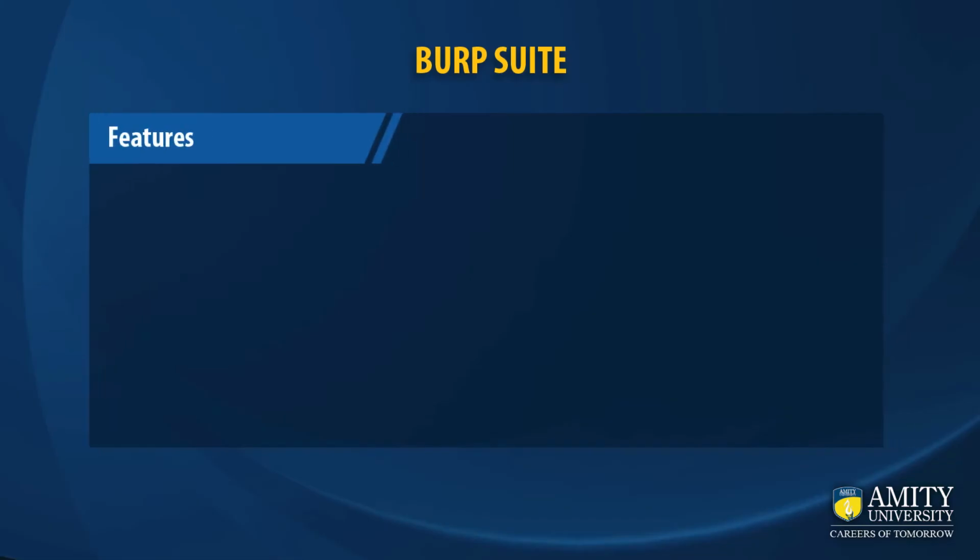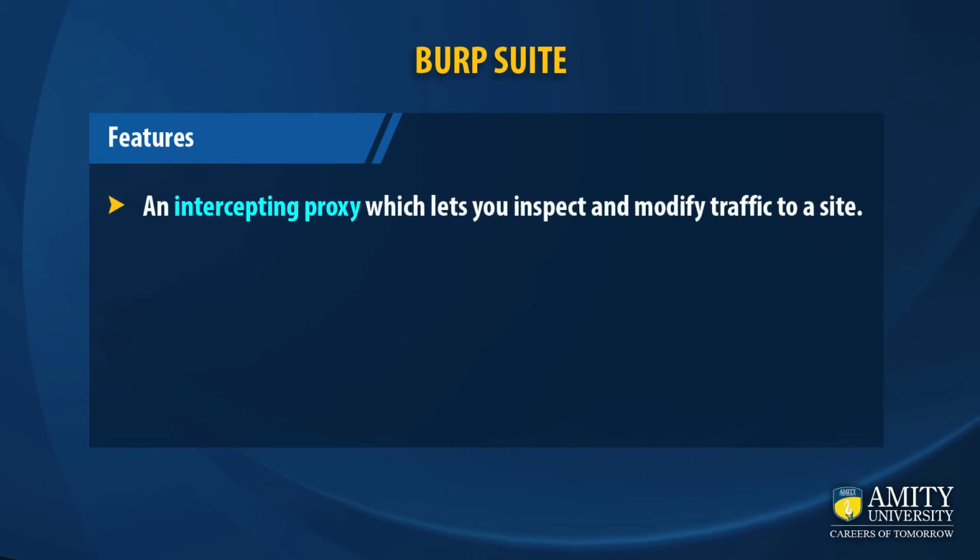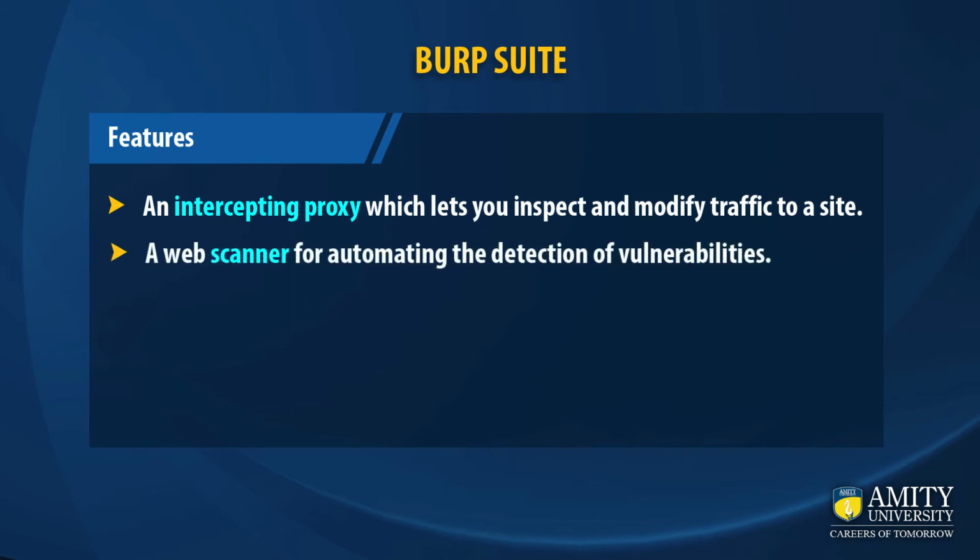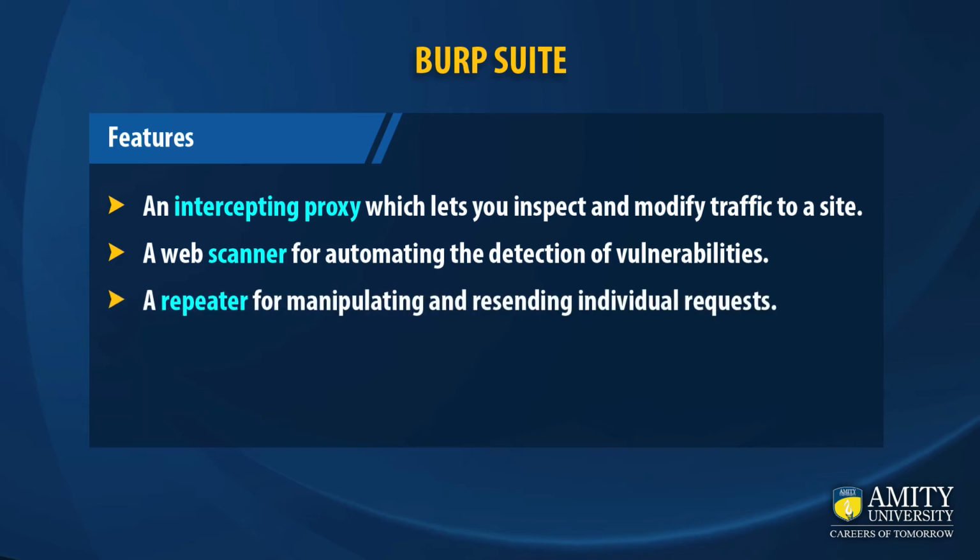Now let's get to some of the main features of Burp Suite. As I said, it is an intercepting proxy which lets you inspect and modify traffic to a site. A web scanner for automating the detection of vulnerabilities is also available in Burp Suite, but the scanner part is only available in the Pro version. Then a repeater is available for manipulating and sending individual requests. You can intercept one individual request and manipulate it and see what the response is. That is what repeater is used for.